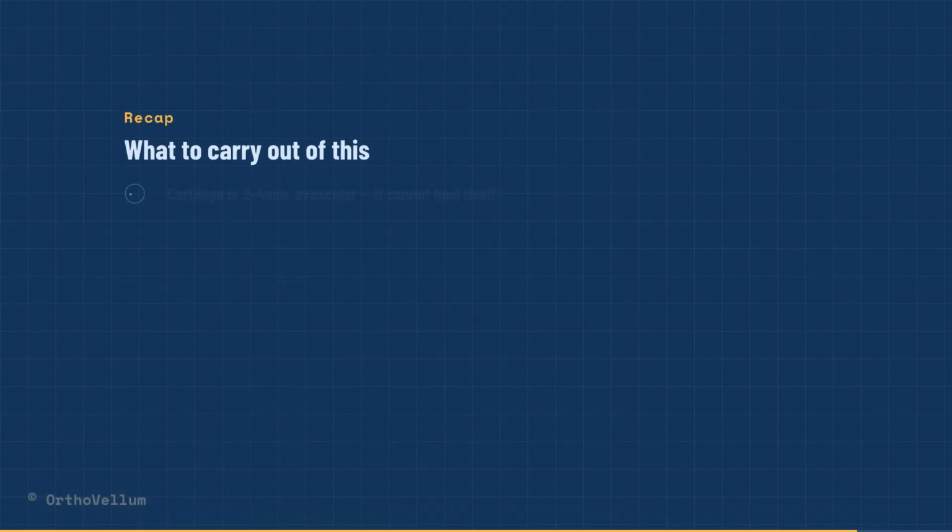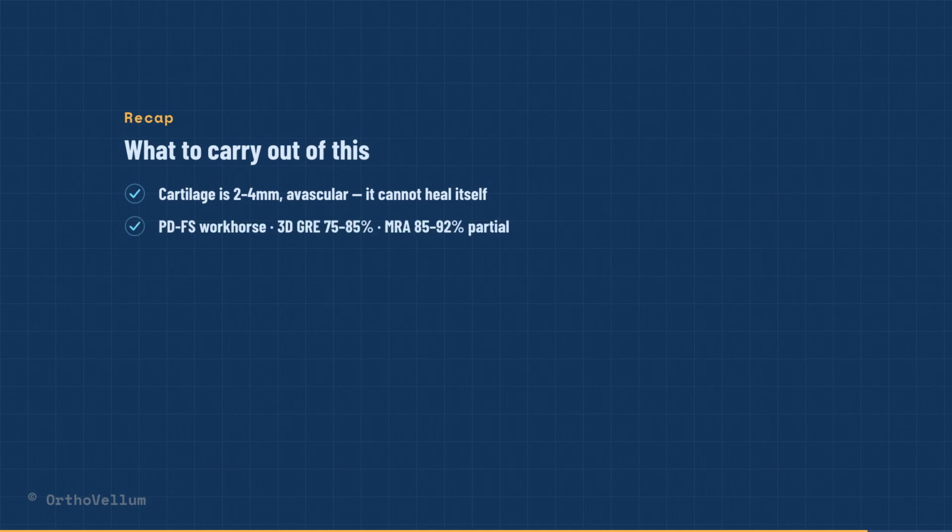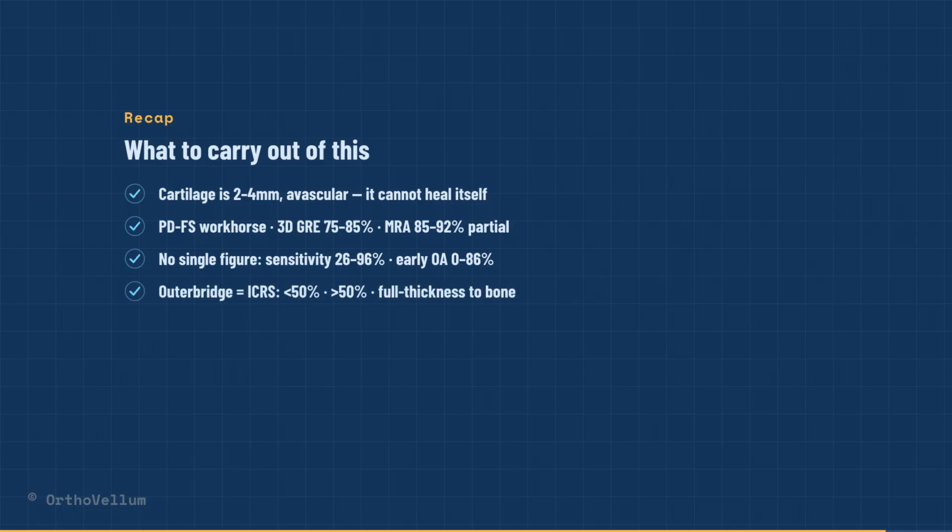What to carry out of this? 1. Cartilage is 2 to 4 millimeters thick and avascular. It cannot heal itself, so early detection is the whole game. 2. Request the dedicated sequence by name: PD, fat-suppressed, as the workhorse, 3D gradient echo at 75 to 85% sensitivity, arthrography for the partial thickness defect.